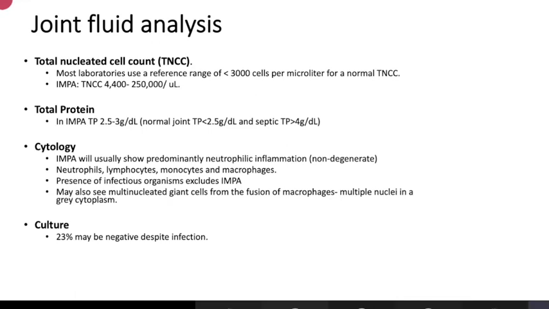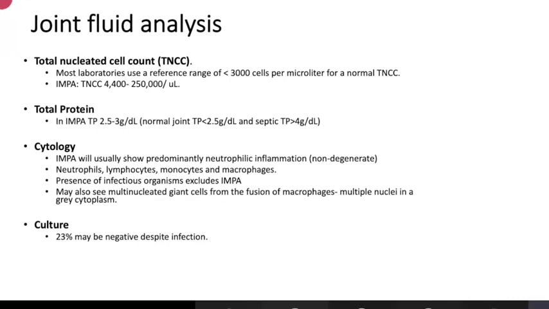Cytology of joints affected by IMPA will usually show predominantly neutrophilic inflammation, and we really want those neutrophils to be non-degenerate. If we have a population of degenerate neutrophils, we will become a lot more suspicious of an infectious cause, and the fluid can also be assessed for other white blood cells as well as infectious organisms.